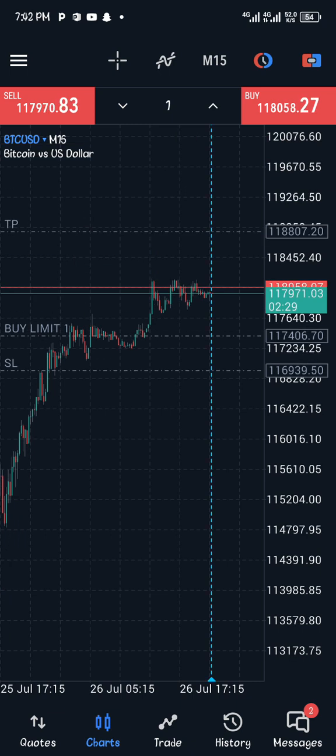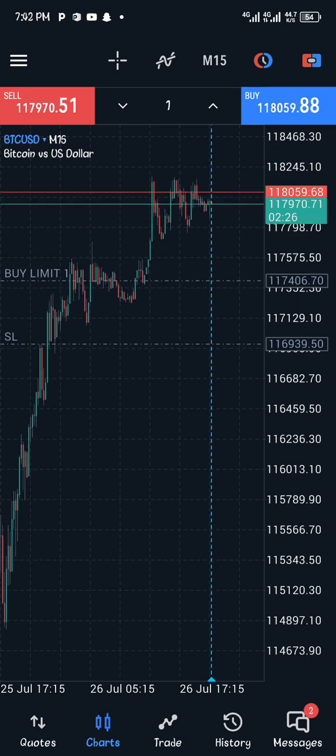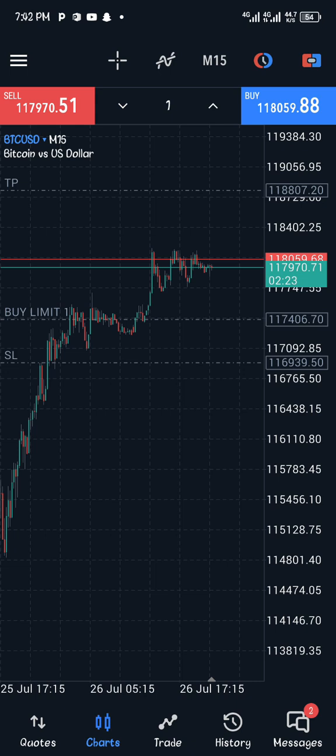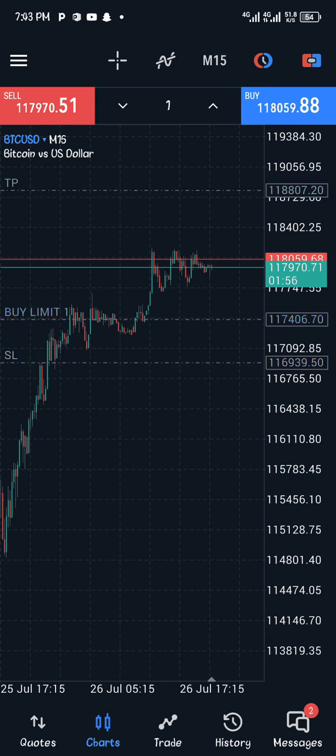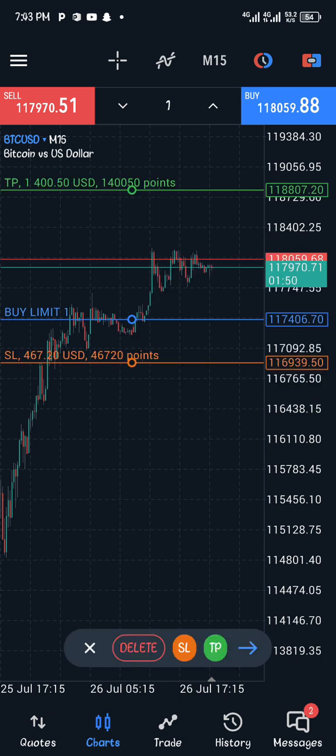Why? Because this is Bitcoin and the market is always open for Bitcoin, for crypto. But if it's forex currency pairs, it is not tradable on Saturdays, which is the weekend. Now if you tap on that buy limit, you are going to see that this is the amount you are risking, 467.20, and you're expected to make 1,400.50 USD, which is about $1,400.